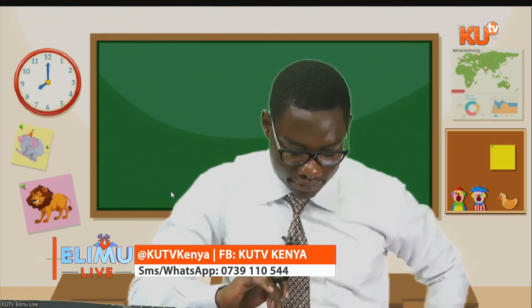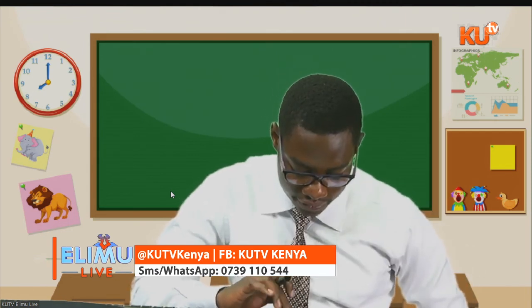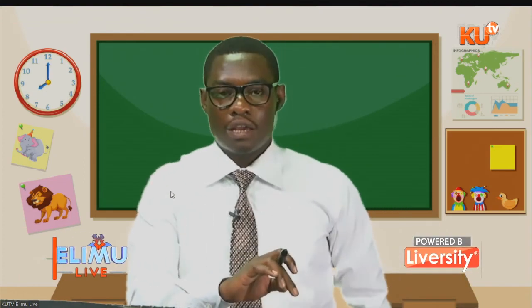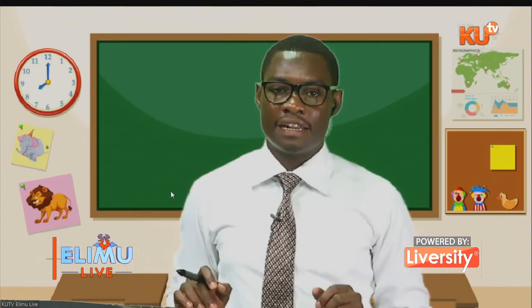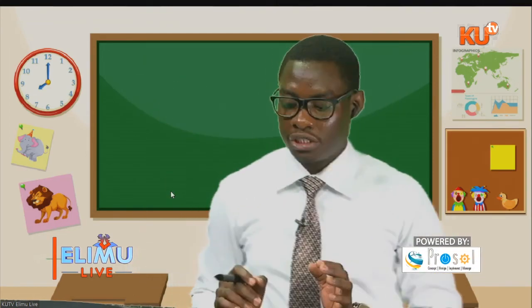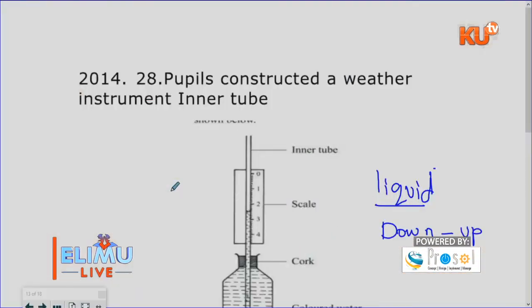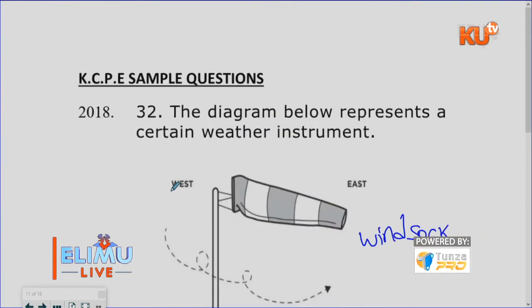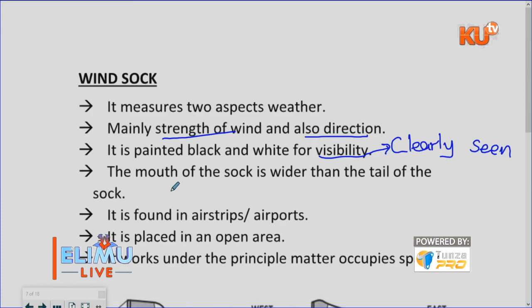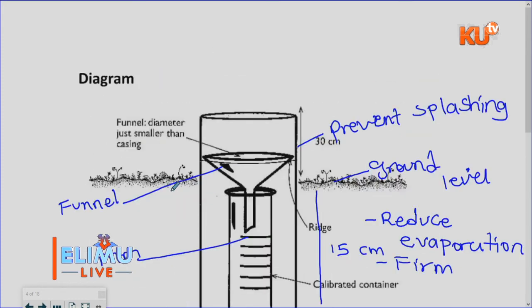I'm Felix Ouma from Eldoret. What is the function of the funnel in a rain gauge? The function of the funnel in a rain gauge is to collect the rainwater into the measuring cylinder. Let me take you back to the diagram of a rain gauge. This, Felix, so that you can be able to understand.